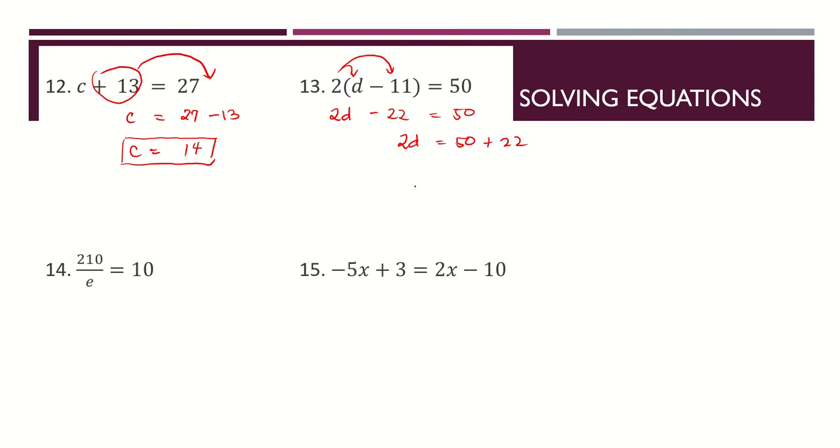So, ano nangyari? You can say that we transpose negative 22 to the right side of the equation. Ayan. Then, adding the terms, we have 50 plus 22. So, 72 na siya. Okay, so 2d equals 72. Dividing the whole equation by 2, 72 divided by 2 is 36.